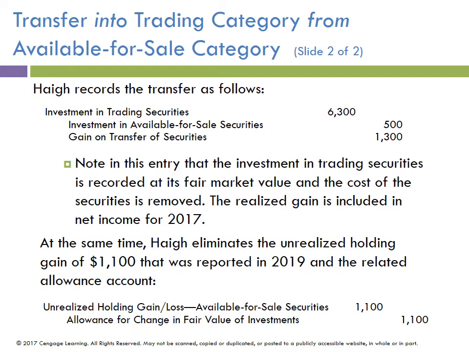At the same time, High eliminates that unrealized holding gain or loss. So they're going to remove the unrealized holding gain by debiting it, and they're going to get rid of that adjunct account allowance for change in fair value of $1,100.